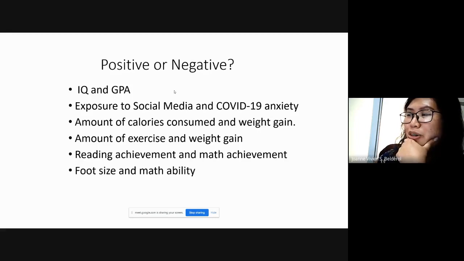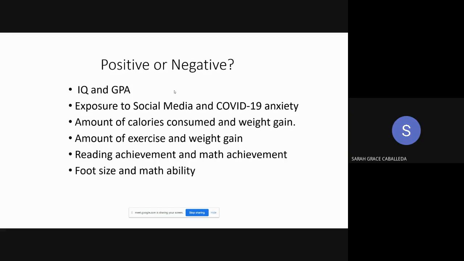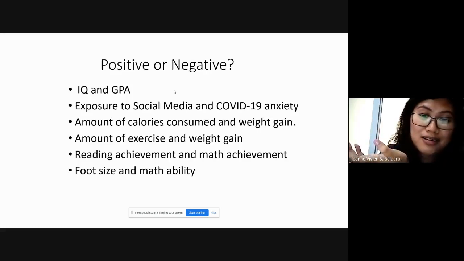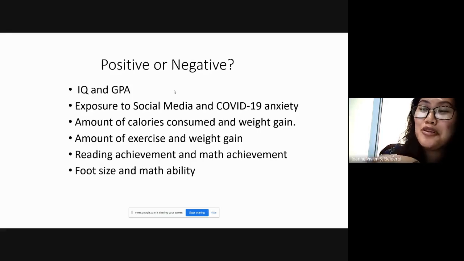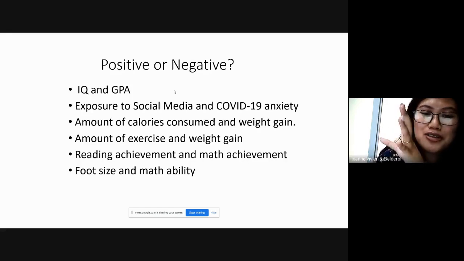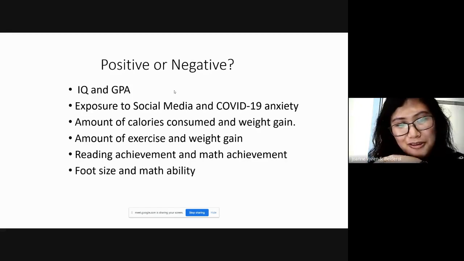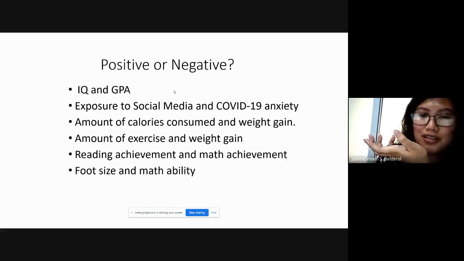Who would like to answer? Sarah. It's positive, ma'am, because the more you exercise, the more you gain weight. Correct. You have big muscles, right? So the more you exercise, the more muscle you gain, so the heavier you are. It can also be negative: the more you exercise, the more weight you lose. So that would depend on your reasoning, whether it's positive or negative.